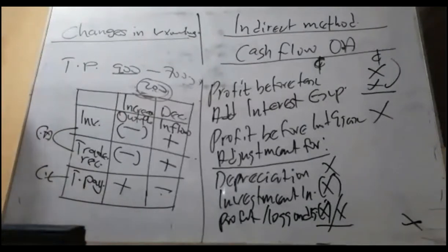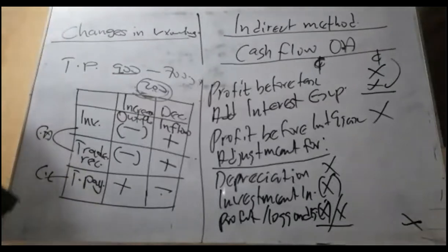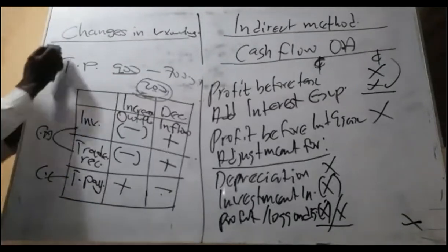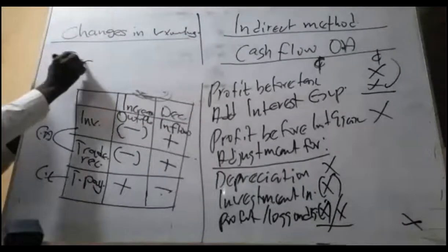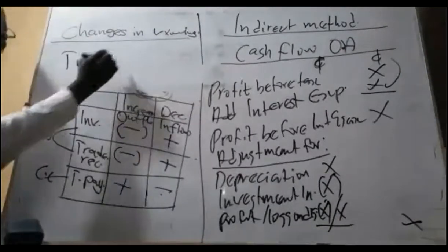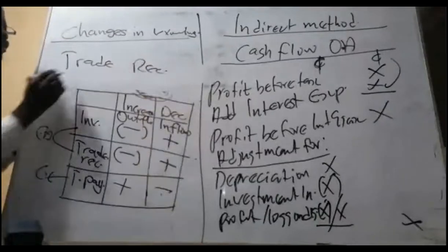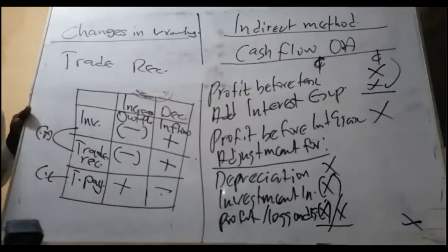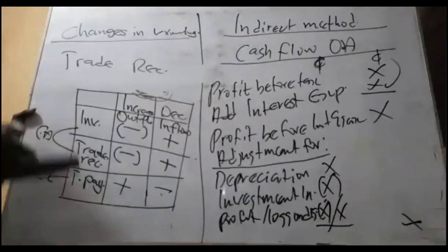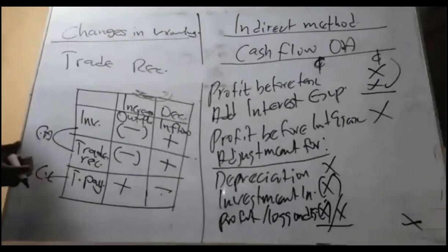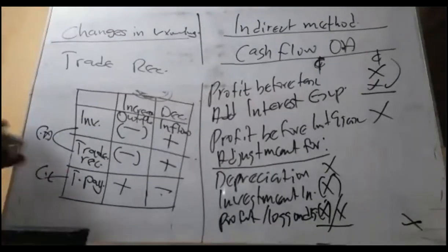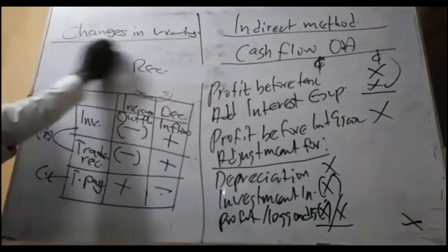Now let me explain this. There's something that we have to take care of. The word trade. We want trade receivable or trade payable, not account receivable or account payable. Okay, let's write these things down.